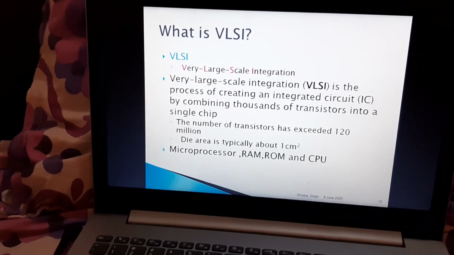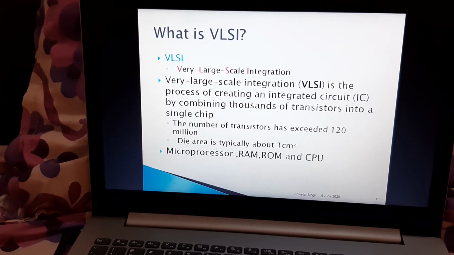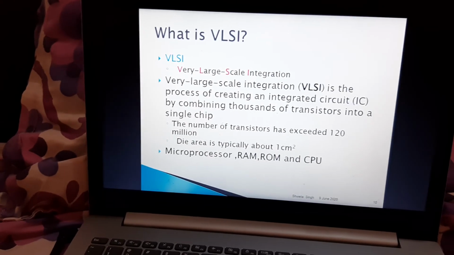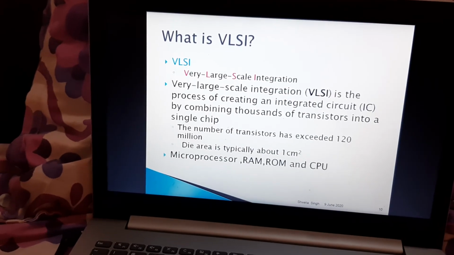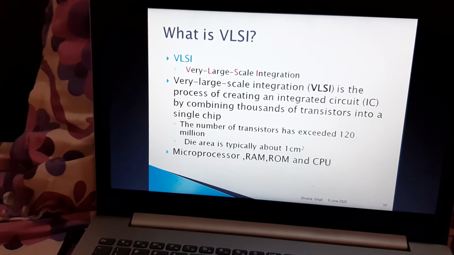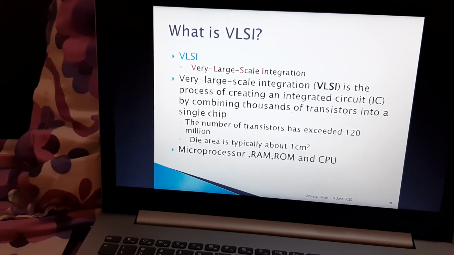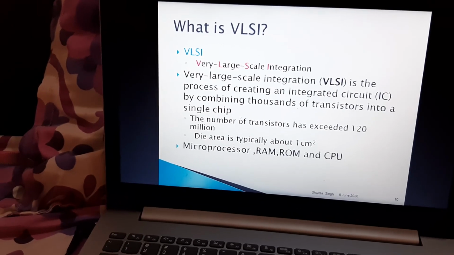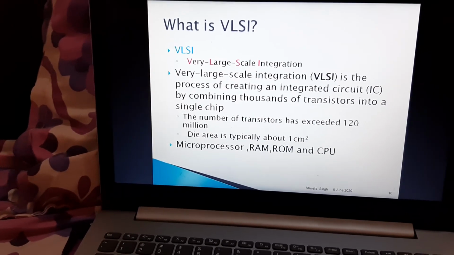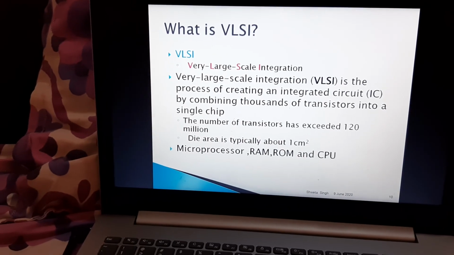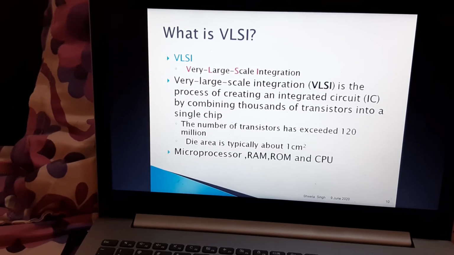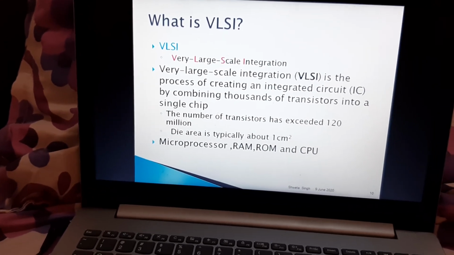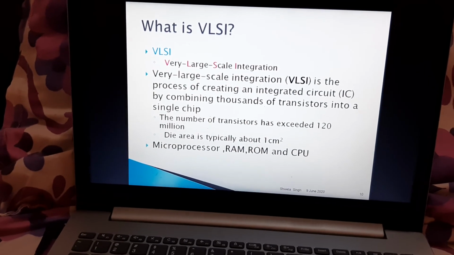What is VLSI? VLSI is very large scale integration. Very large scale integration is the process of creating an integrated circuit by combining thousands of transistors in a single chip. The number of transistors has increased to 120 million transistors. The die area is typically 1 centimeter square, and what die area is, we will learn in the next class. Examples of VLSI are microprocessor, RAM, ROM and CPU. We will learn in depth what VLSI is, how it is designed, etc.